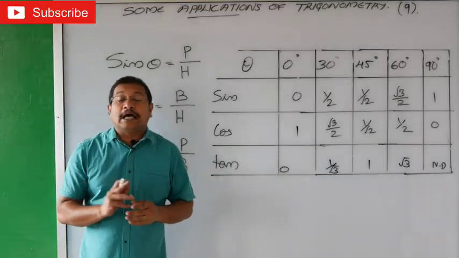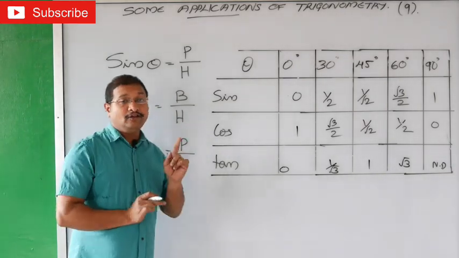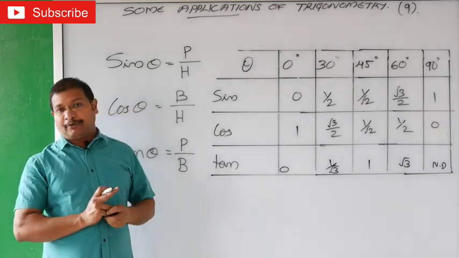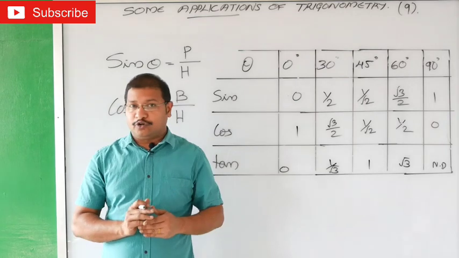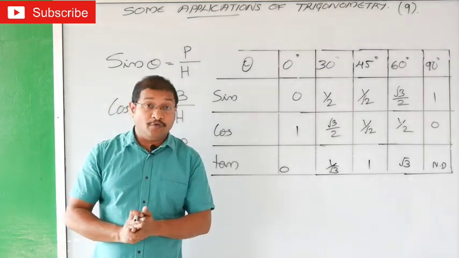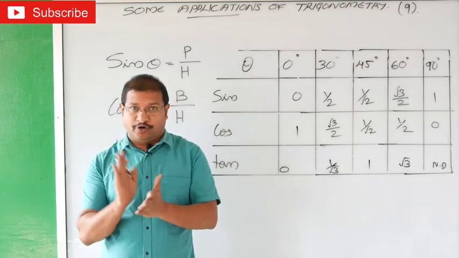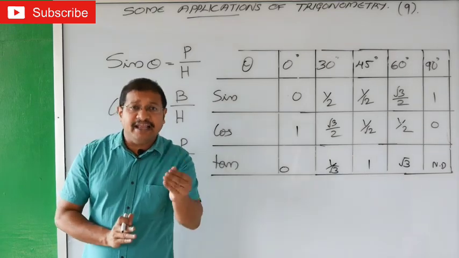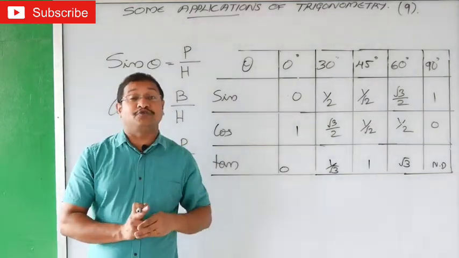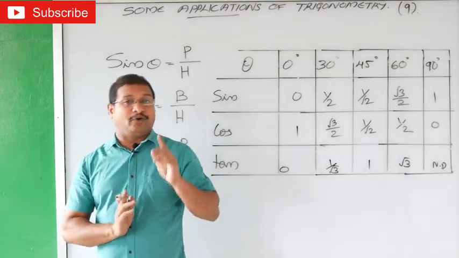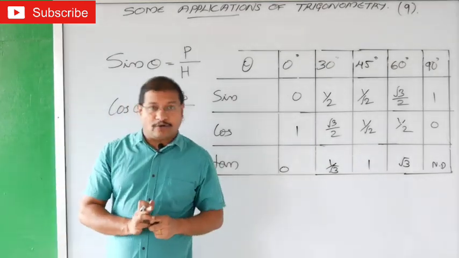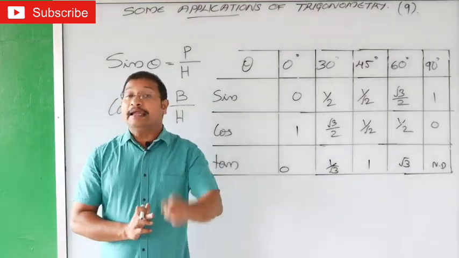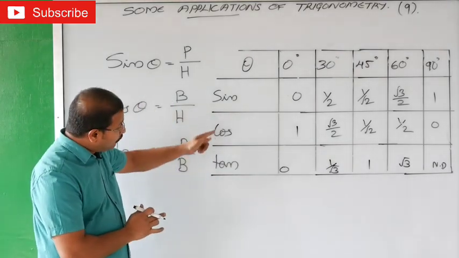In these applications, you need to know three very important equations. One is sin theta equals perpendicular by hypotenuse, otherwise opposite side by hypotenuse. Next one, cos theta equals base by hypotenuse, otherwise adjacent side by hypotenuse. And the next one, tan theta equals perpendicular by base, otherwise opposite side by adjacent side, and three values from the table.